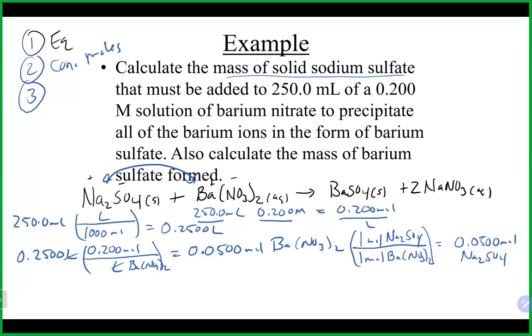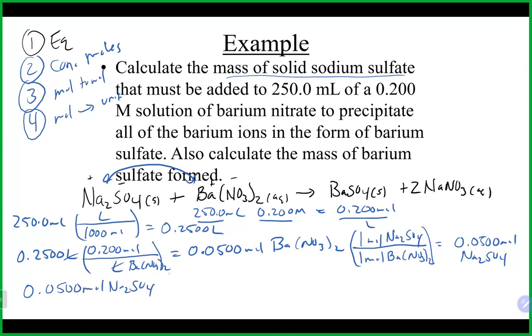Now, if I want to know the mass of sodium sulfate, I could actually, in this case, use the molar mass here. So the molar mass of sodium sulfate is 2 times 22.99 from the periodic table for the sodiums, plus 32.07 for the sulfur, plus 4 times 16 for the oxygens. That's going to give me 142.1 as my molar mass here from the periodic table.